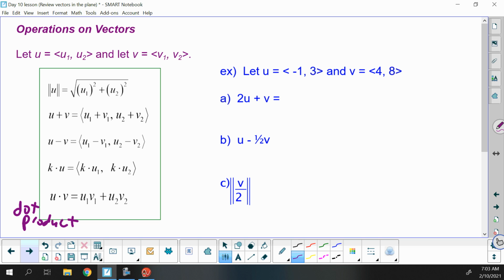So over on the right, we're going to let u and v equal those vectors. So if we want to start out with 2u, that means we would double each of the ones in u. So we'd have negative 2 comma 6. And then we got to add it to 4 comma 8. So when we add those, add the like parts, we'll get 2 comma 14.